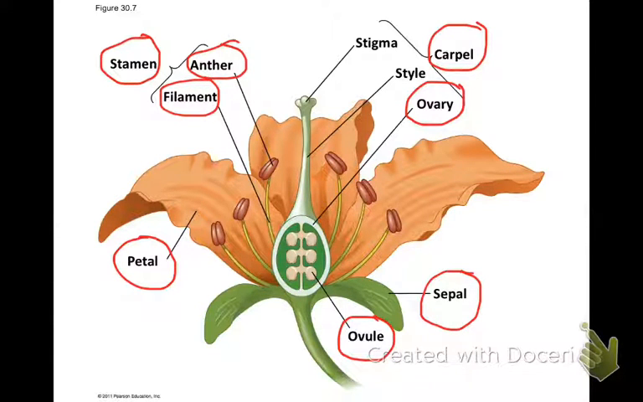Then above the ovary, you have a structure called the style. And at the top of the style, you have a sticky surface called the stigma, which is where the pollen grains will land, and the pollen tubes will grow down the style to the ovules.